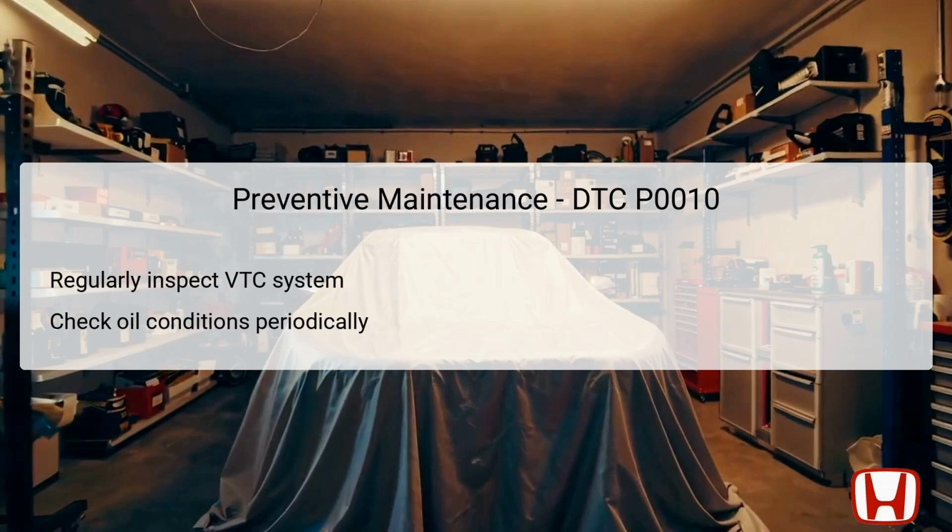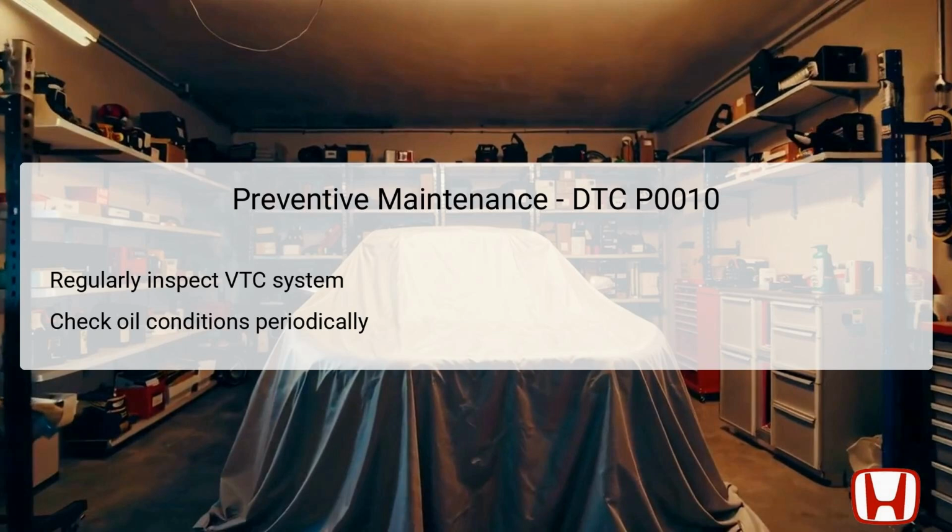Preventive maintenance is vital for ensuring the longevity and effectiveness of the VTC system, thereby avoiding the recurrence of DTC P0010. Technicians should regularly inspect components related to the VTC system, including the oil control solenoid valve, wiring connectors, and associated harnesses. Such inspections can uncover early signs of wear or damage that may lead to future issues.